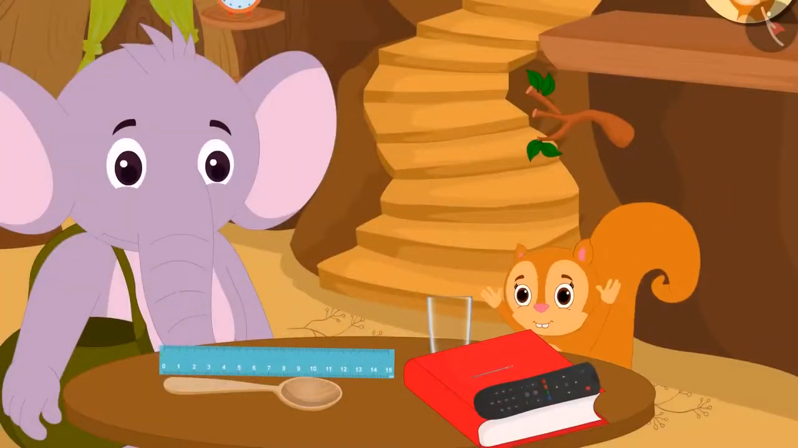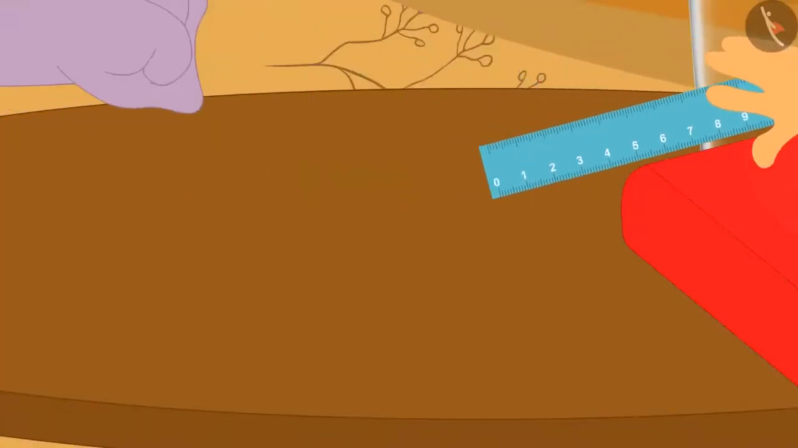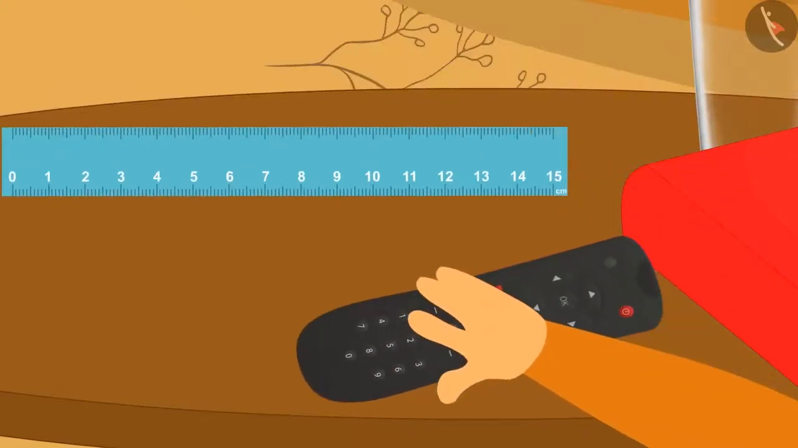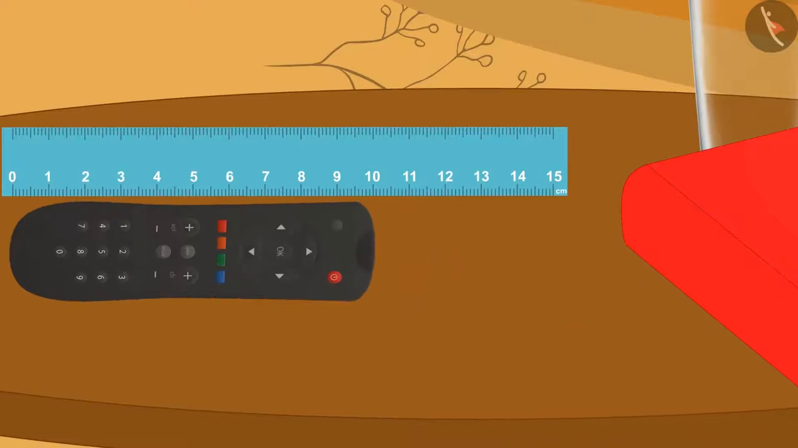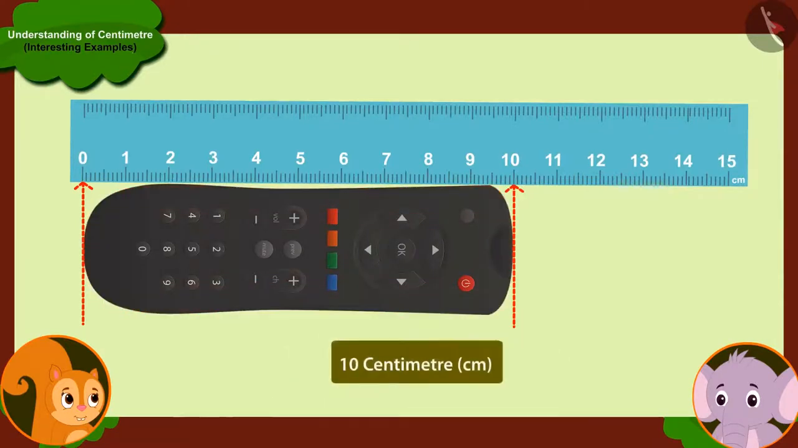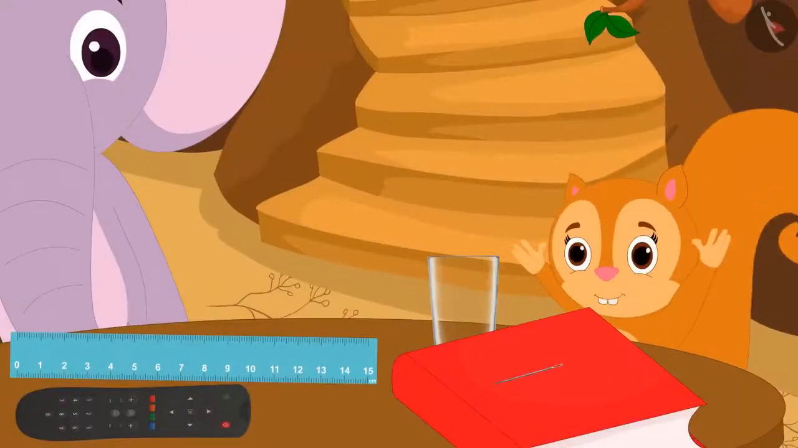Chanda got really excited about the ruler. She immediately took the ruler from Appu and placed her TV remote next to the ruler. Chanda told Appu, "Look, Appu, my TV remote is 10 centimeters long. I learned to measure the length of objects from the ruler." After saying this, Chanda started dancing happily.